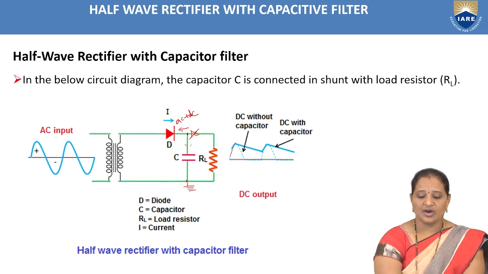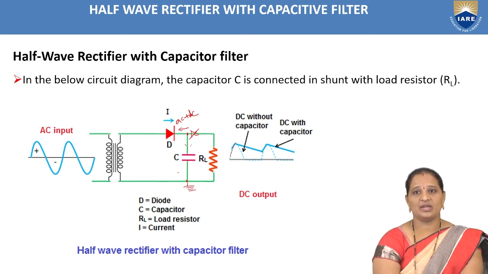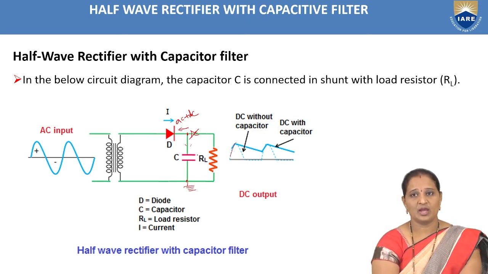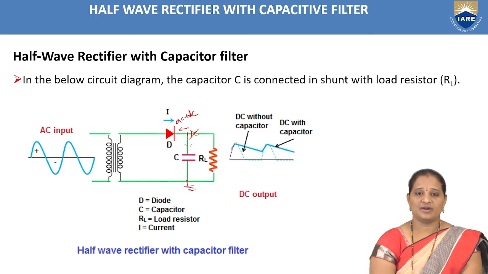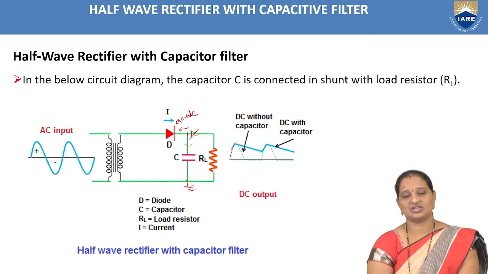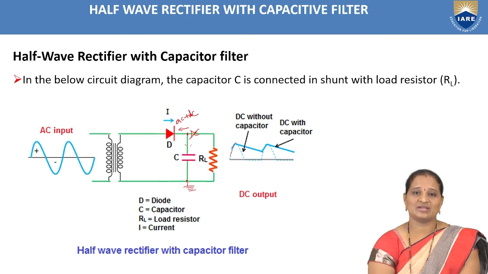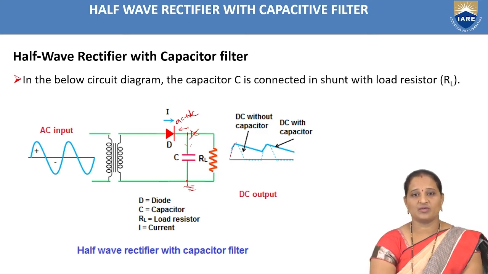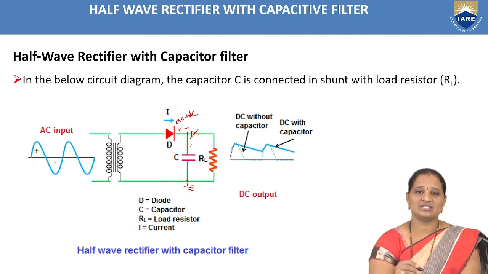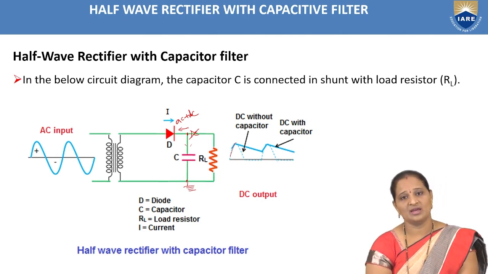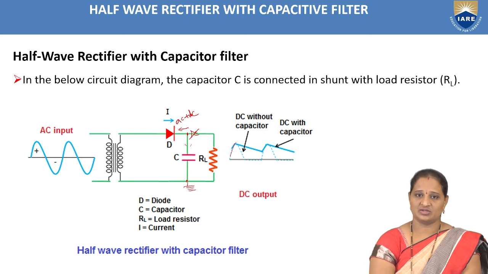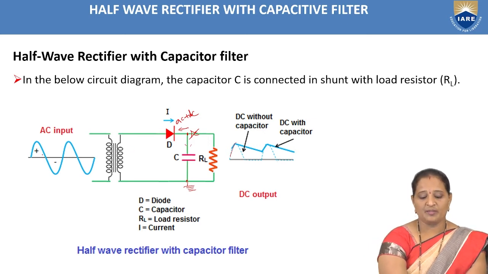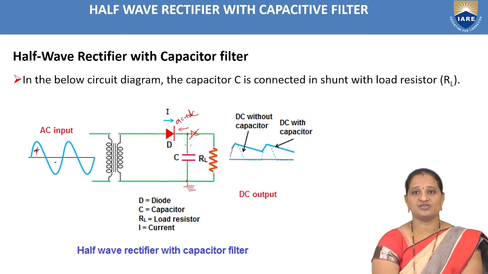So here now this output is coming to the input of the capacitor. We know that whenever current flows through the capacitor, the capacitor charges to its maximum value, and when no current is flowing through the capacitor, it will discharge the charge stored by the capacitor through a resistor. So here, during the positive half cycle of input voltage, what happens?